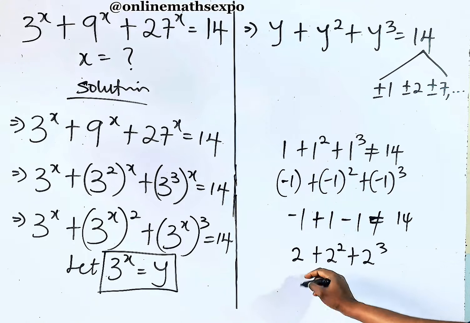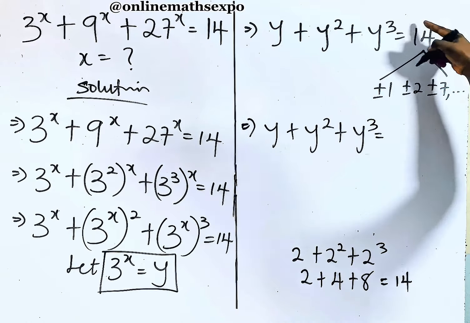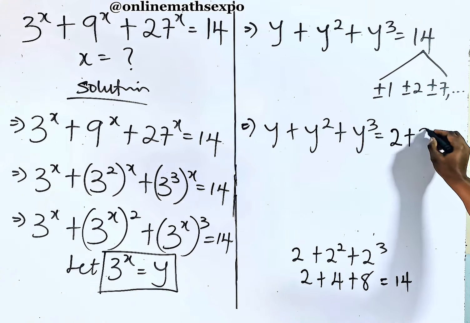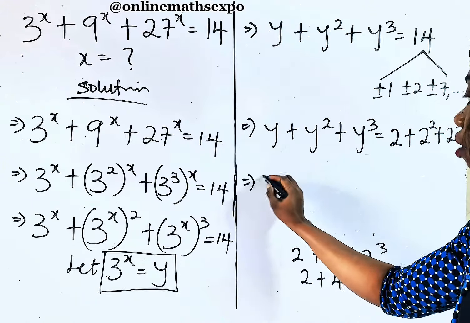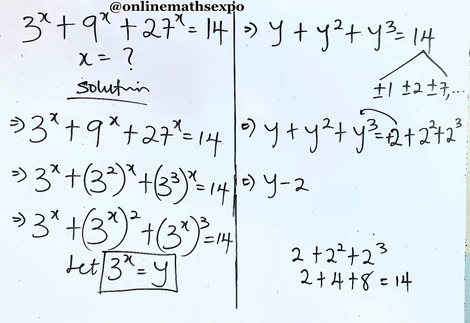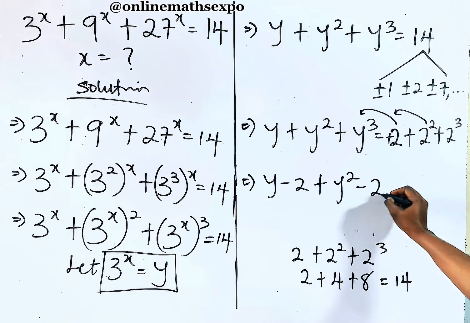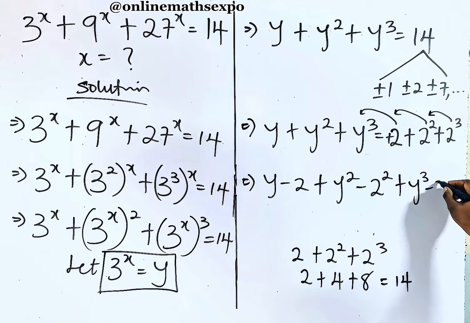So to keep solving, we have y plus y squared plus y cubed. Replace this 14 with what we have here. So we have 2 plus 2 squared plus 2 cubed. And that is what gives us 14. So we are going to now have y. Remember, this is positive. Take it to the left. It is negative 2 plus y squared. Take this to the negative. Is negative 2 squared plus y cubed. This will be negative 2 cubed. And everything will be equal to 0.